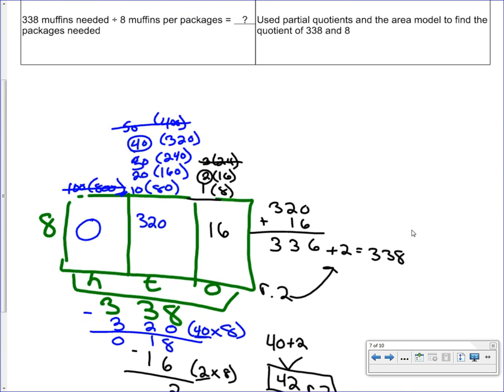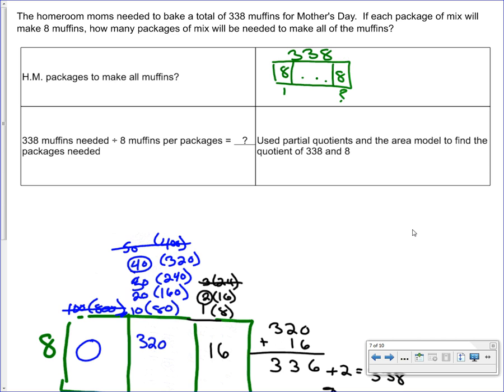Just kind of scroll up. So let's take a look over here. So they need to make enough packages to have 338 muffins. Well, nope, that's not going to work. I have to use my mouse.